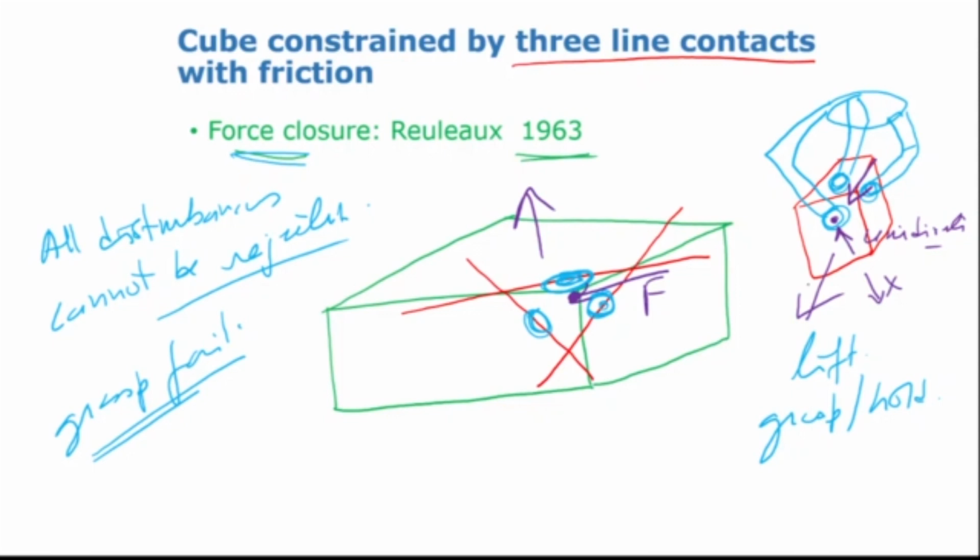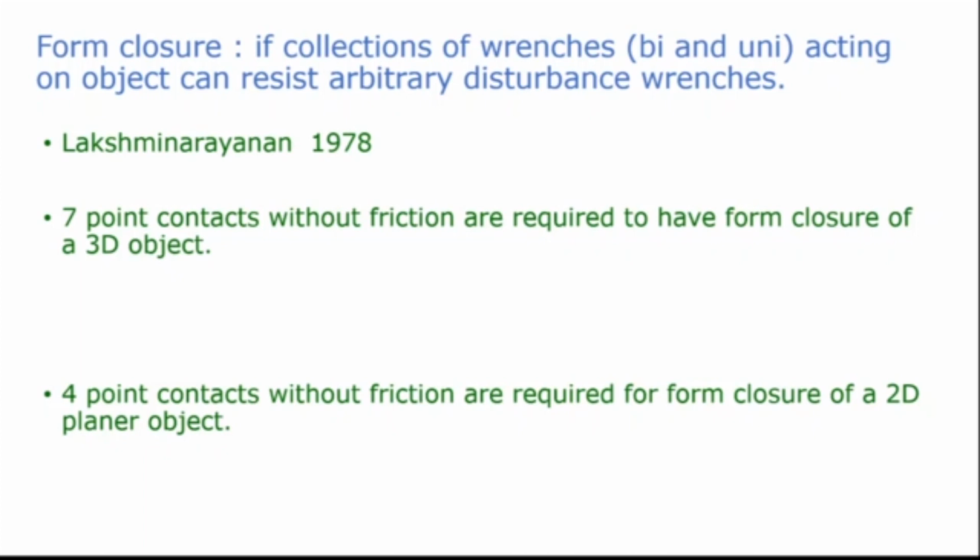Because of which this term was coined, called force closure, which means that although you are grasping an object, it is not a stable grasp, it can get destabilized very easily. Okay, if the force comes in another direction, it will destabilize. So that is force closure. The other is what we call form closure. Now, if a collection of wrenches, bidirectional, unidirectional, acting on an object can resist arbitrary disturbances, meaning all disturbances, then we say the system is under form closure.